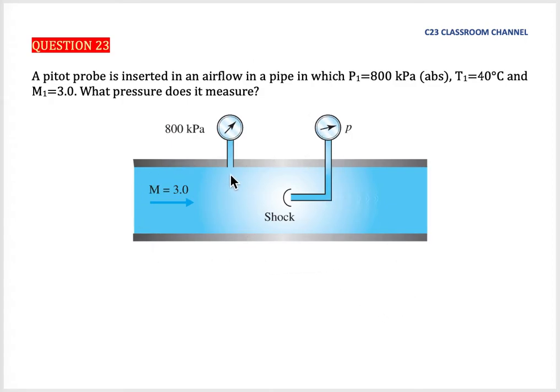We have a pitot probe here, and the flow is Mach number 3.0, and the pressure is 800 kPa absolute. Then we have a pitot tube like this, and when the flow reaches this area, it creates a shock. Then the value here needs to be calculated.